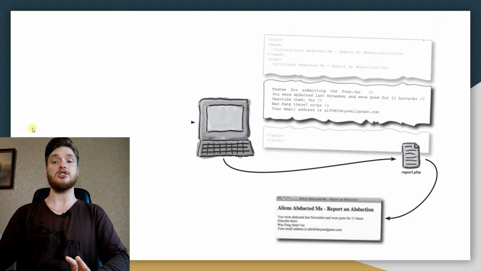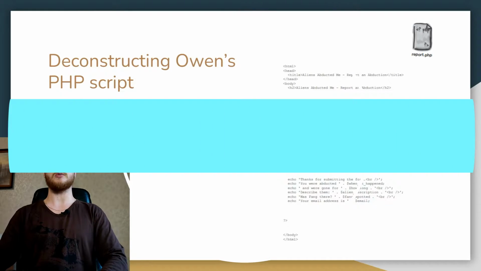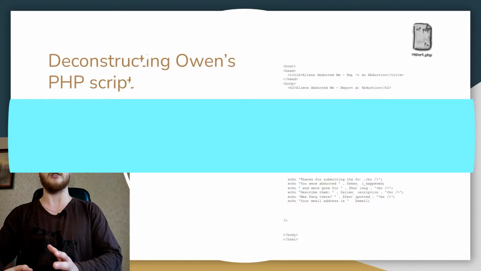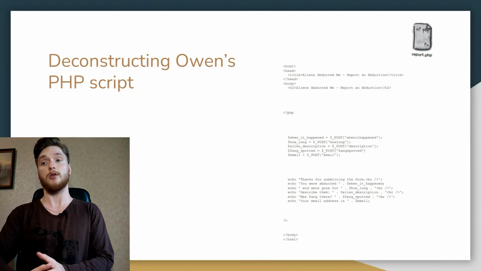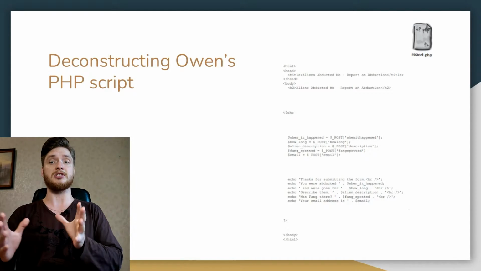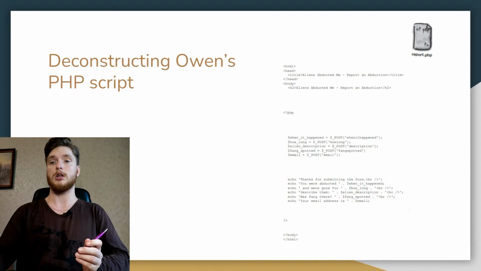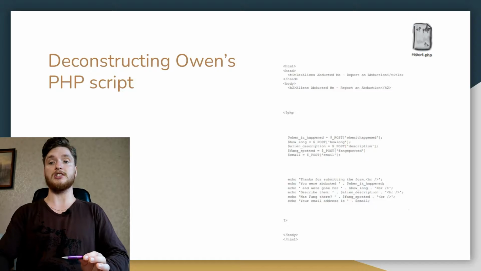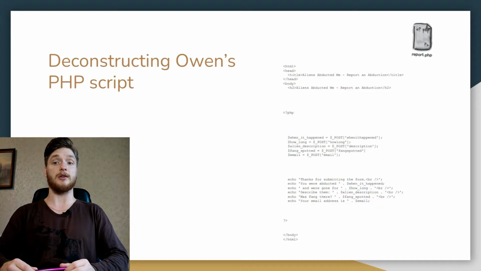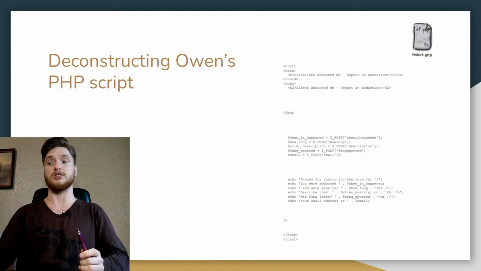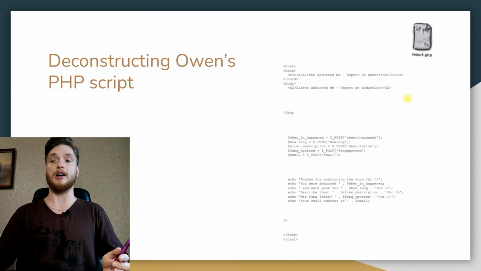Okay, the construction of Owen's PHP script. The report.php script is triggered by the report an abduction form, and its job at the moment is to take the form data and generate a confirmation web page. Let's see how. The first chunk of code is pure HTML. It just sets up the page, including a few HTML tags required of all pages. This HTML code is pretty minimal. Ideally, you'd have a doctype, meta tag, etc., but we're keeping things simple here.